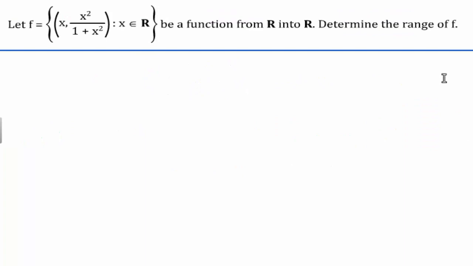In this question, a function f is given from R into R, which consists of the ordered pair x comma x square by 1 plus x square, such that x belongs to the set of real numbers R. You need to find the range of the function f. Let us begin the solution of this question.